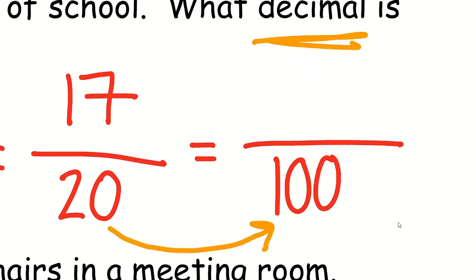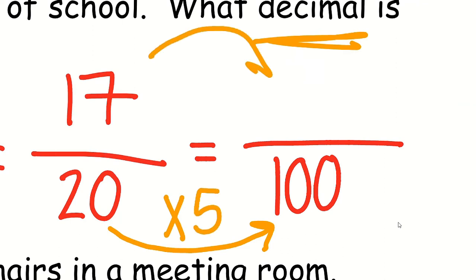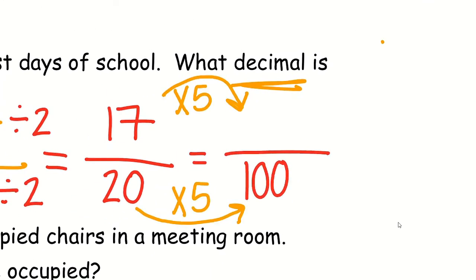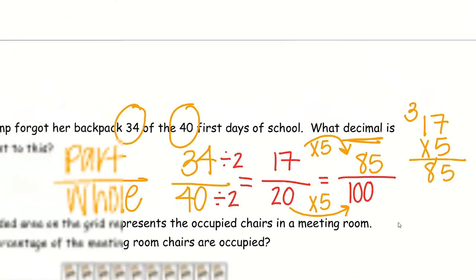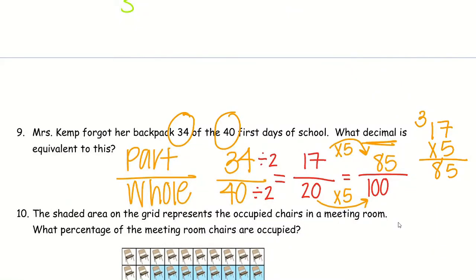So we know 20 times 5 is 100. Whatever I do on the bottom, I've got to do on top. Got to keep it even. So 17 times 5. At least we know how to multiply. 5 times 7 is 35. 5 times 1 is 5, plus 3 is 8. So this is 85 hundredths. That sounds like a decimal. I think we can write it now. So this is 85 in the hundredths place.